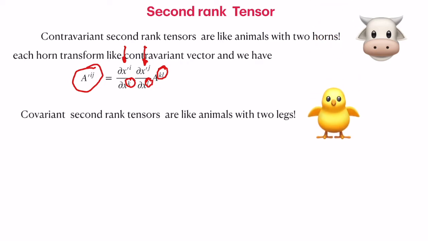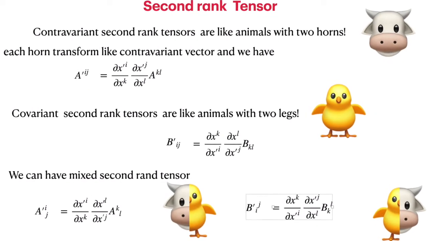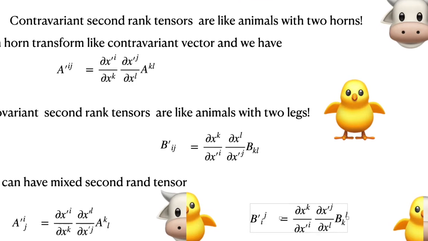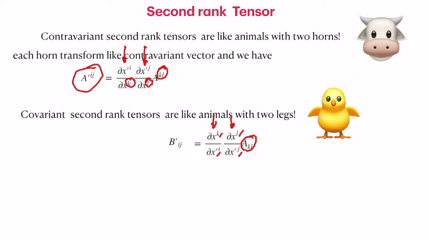We can also have a covariant tensor of rank 2. It's like an animal having two legs. Each of these legs transforms like a covariant tensor, that is, B'_ij in the x prime coordinate system is related to A_kl in the x coordinate system as ∂x^k/∂x'^i times ∂x^l/∂x'^j, summed over k and l, multiplied by A_kl. So this is basically two covariant transformations converting a second rank covariant tensor from one coordinate system to another. We can have a mixed rank tensor too. They may look funny when you look at them from the perspective of animals.